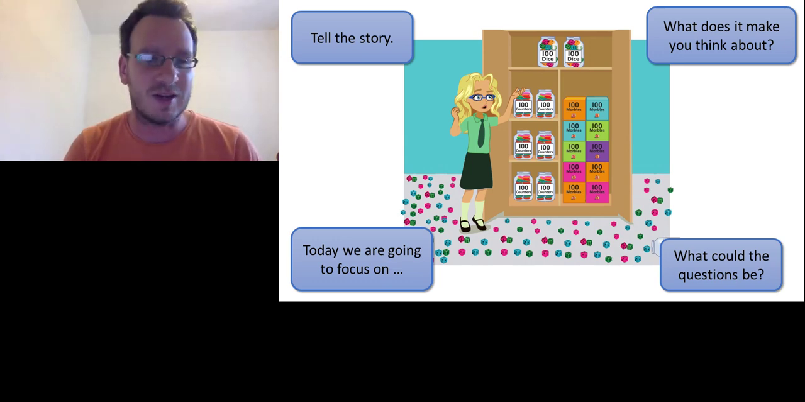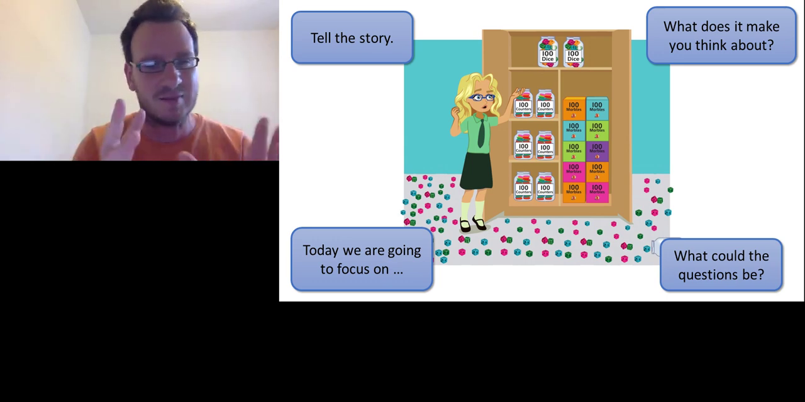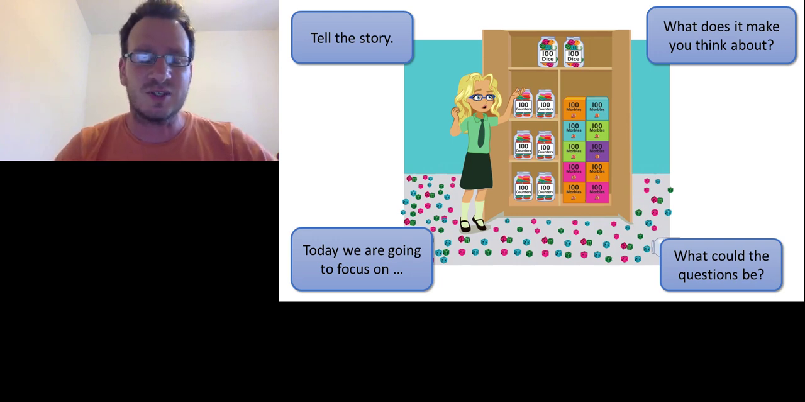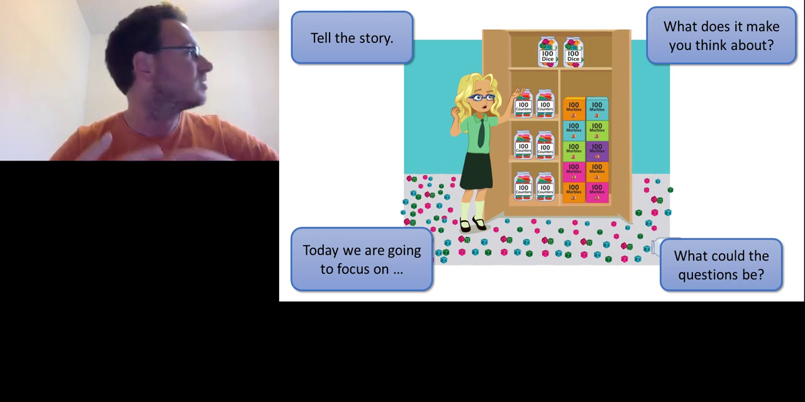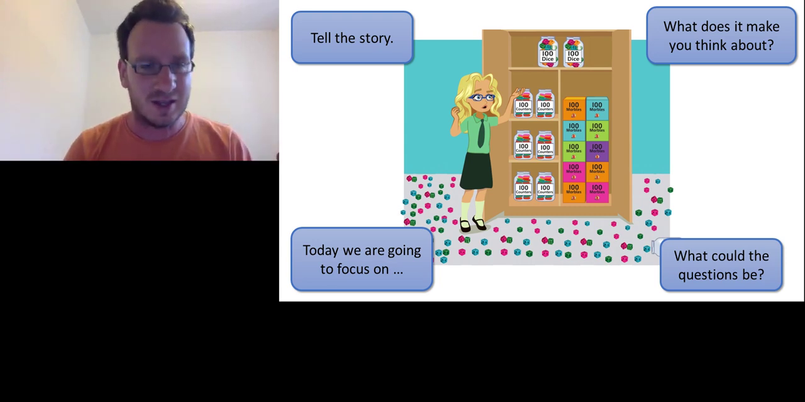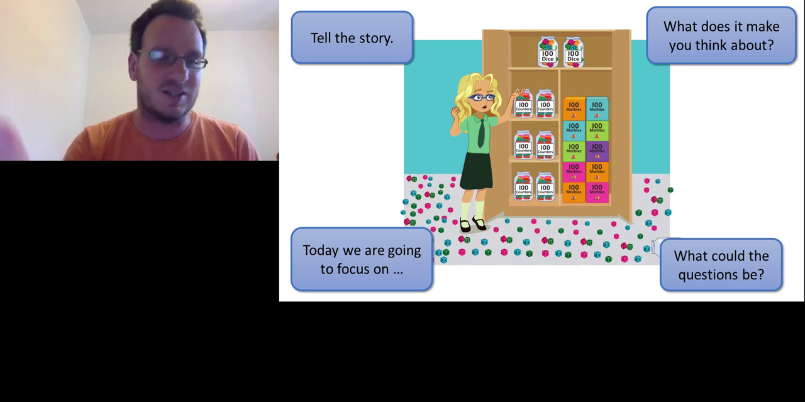What could the questions be? And we start to say, well, this is where we guide them towards the maths. And I think this is quite a good stage with the pupils to start to assess where their mathematical thinking is at the time. And then if we want, we can guide them. Well, today we're going to focus on the question, and this is from the lesson Counting in Hundreds.